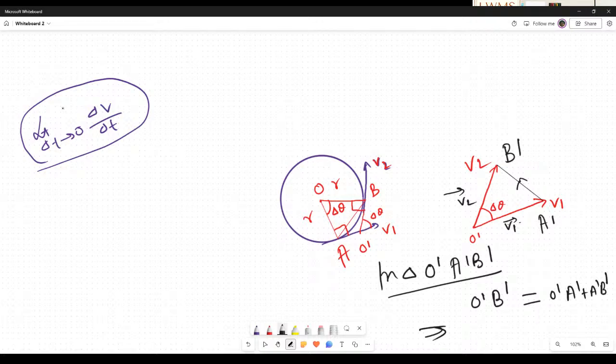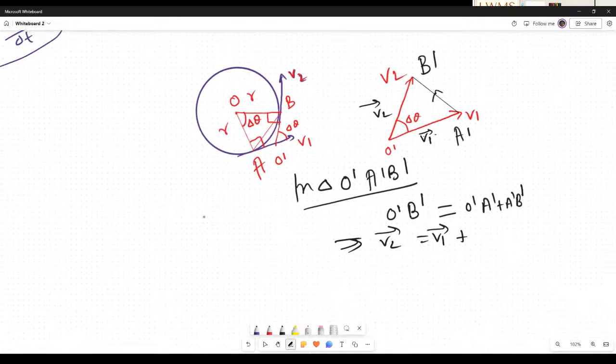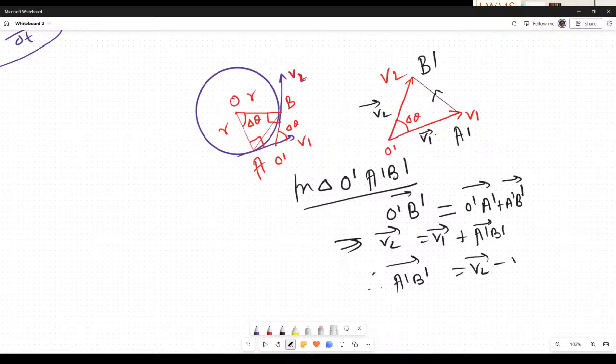Am I correct? What is O dash B dash? Tell. V2 vector, V1 vector. What is A dash B dash vector? A dash B dash vector will be what? That is going to be V2 minus V1. See, this you keep as A dash B dash vector. This is the vector diagram. Therefore, A dashed B dashed is V2 minus V1.